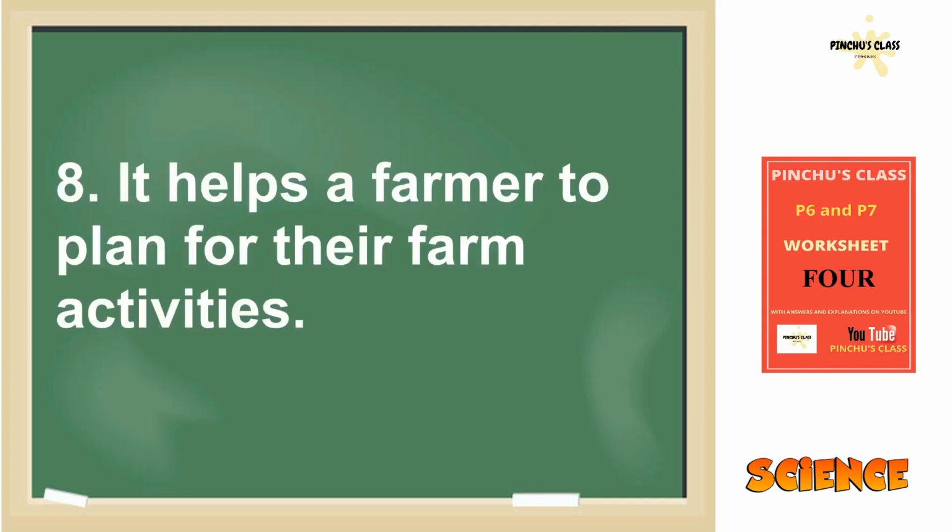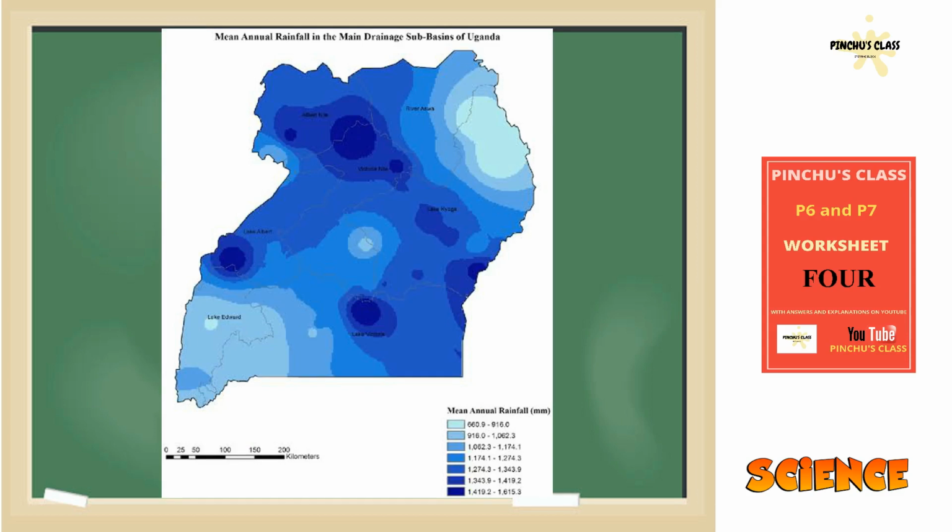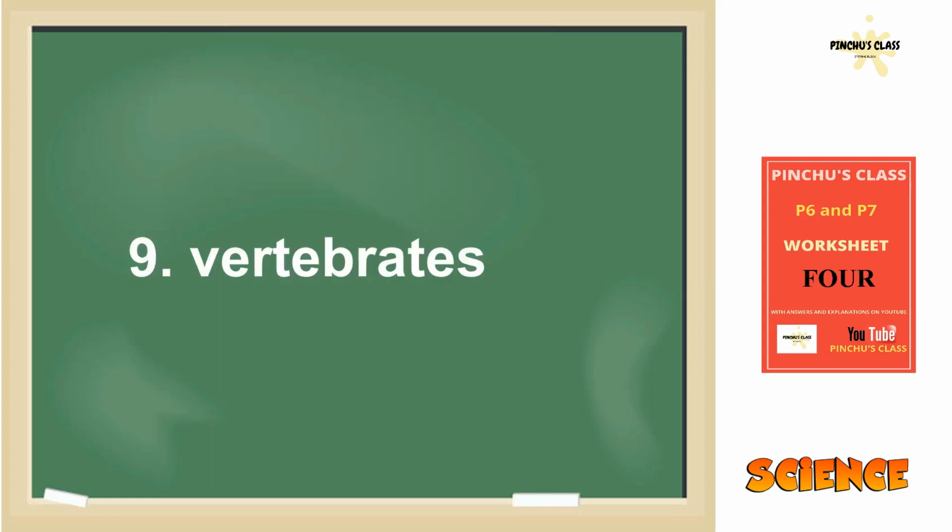Then number 8, knowledge of rainfall patterns helps the farmer to plan for the farm activities. If you are a farmer and you're relying on rainfall, it will help. If you know the rain patterns, it will help you to know when to plant your crops and when to harvest. Yes. Let's go to number 9.